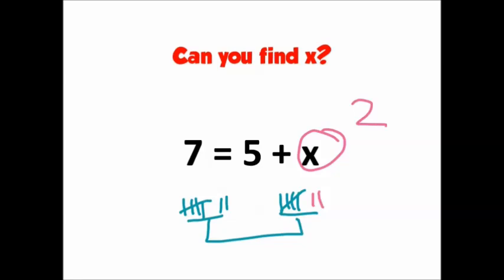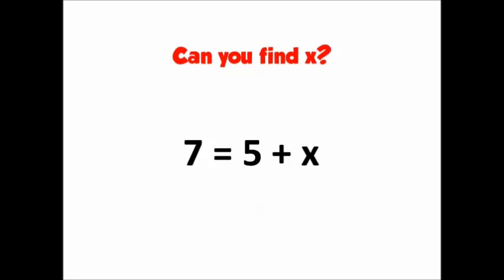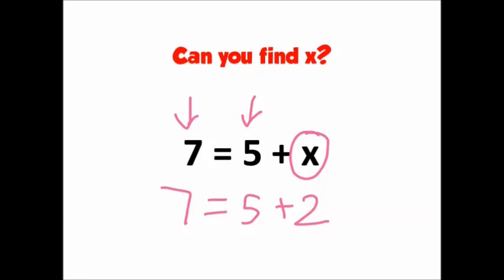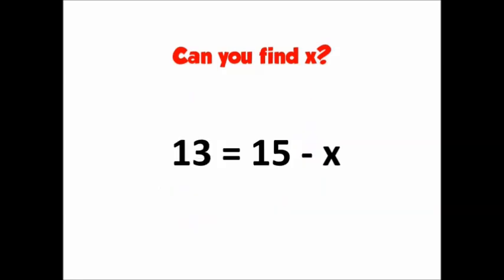But another way of thinking about this would be to say, what do I need to add to 5 to get 7? And that's what goes in there. 5 plus 2 is 7. And all the equations that you will ever have in math boil down to this. You just simplify it until you get something really simple, and then you're able to figure out what goes in this blank here. So we'll do another one.